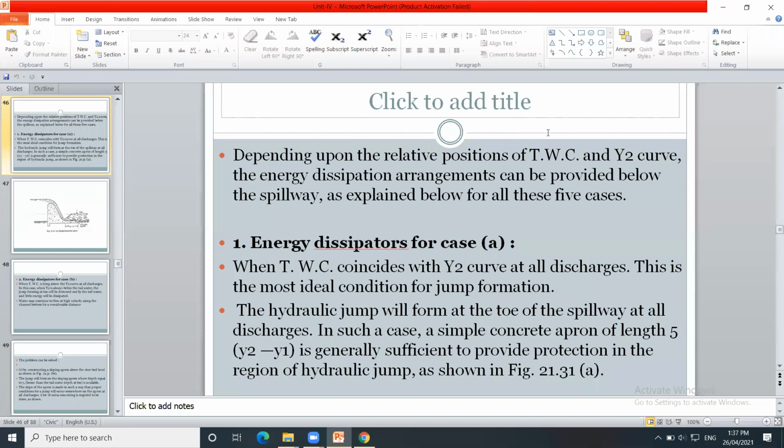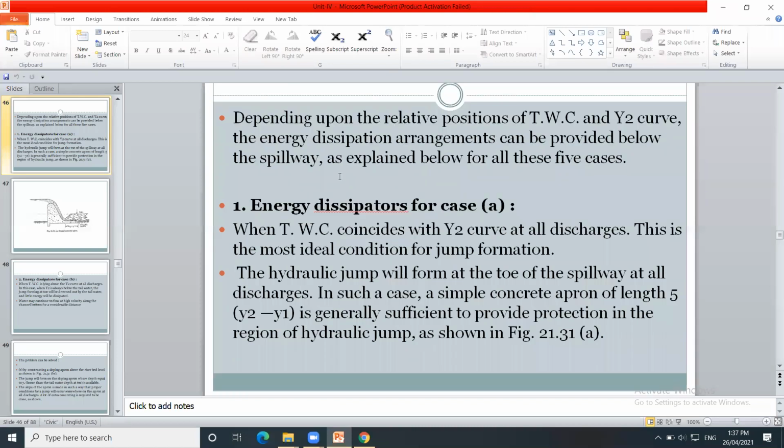Depending upon the relative positions of TWC and Y2 curve, the energy dissipation arrangement can be provided below the spillway. So depending upon this curve, the energy dissipation arrangement or energy dissipators can be provided below the spillway. That depends upon this position of the tailwater curve and Y2 curve.